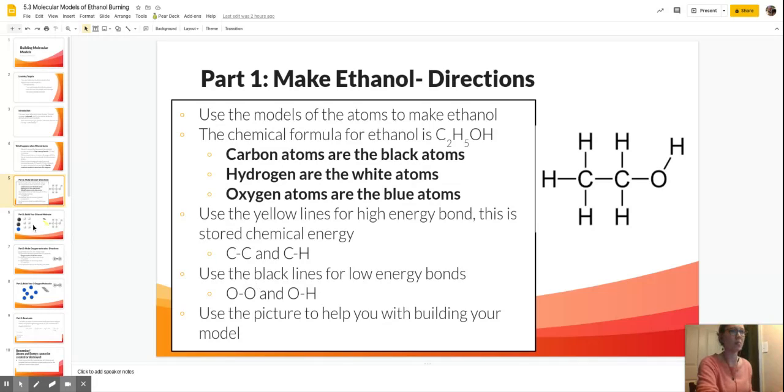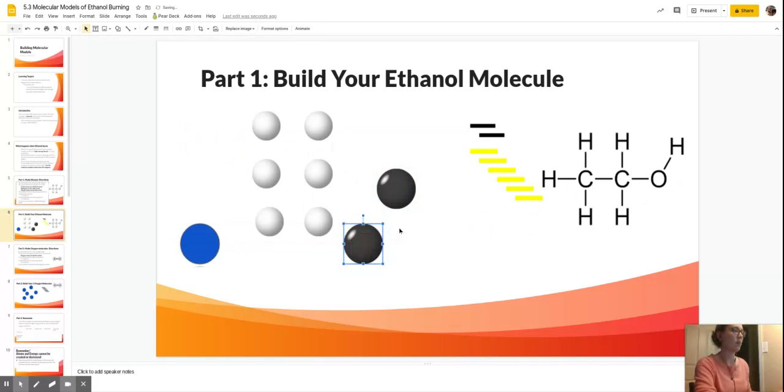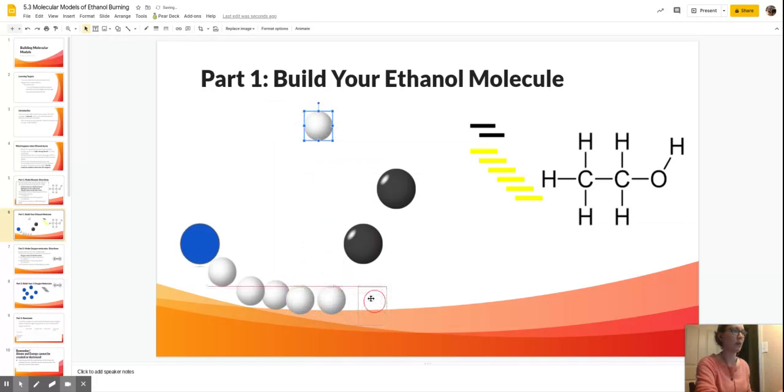This is what it looks like on your screen, on your PowerPoint. You're going to drag these around so that you can use them. I don't know why there's an extra one on there. So drag and drag. You have this picture here to help you build your model, because your model of the atoms is going to look similar to this. For example, I'm going to move some of these hydrogen atoms out of the way, and you have enough here to build your model.